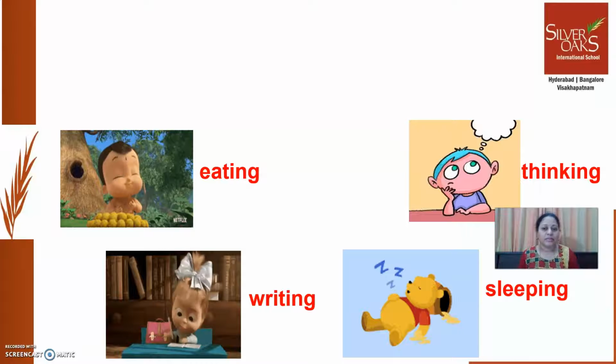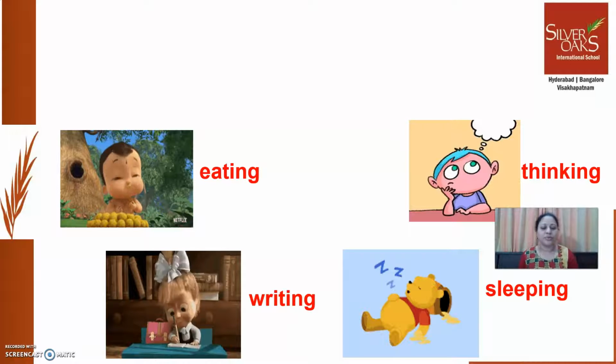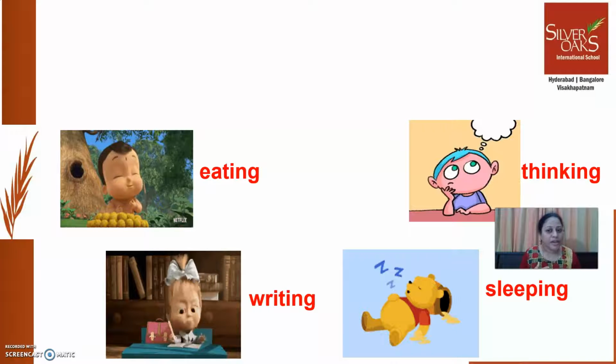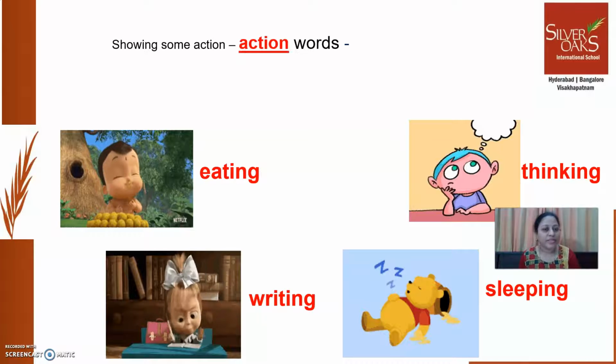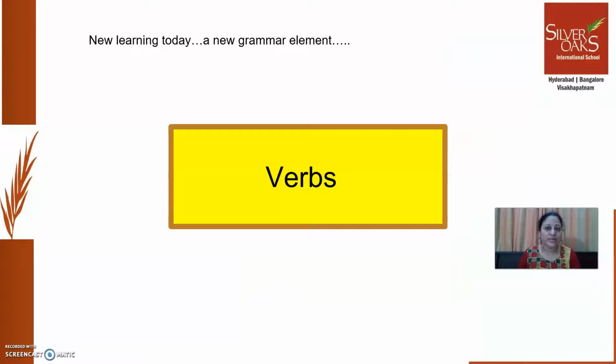So similarly, if you take playing, the action of playing is there. Skating, the action of skating is there. The movement of skating is there. So, such words describe some kind of action or some kind of movement in them. Such words are called action words. And in English grammar, such words are called verbs. What are they called? Verbs. Right. Today in our class, we are going to learn a new grammar element. It is verbs. So, what are verbs?